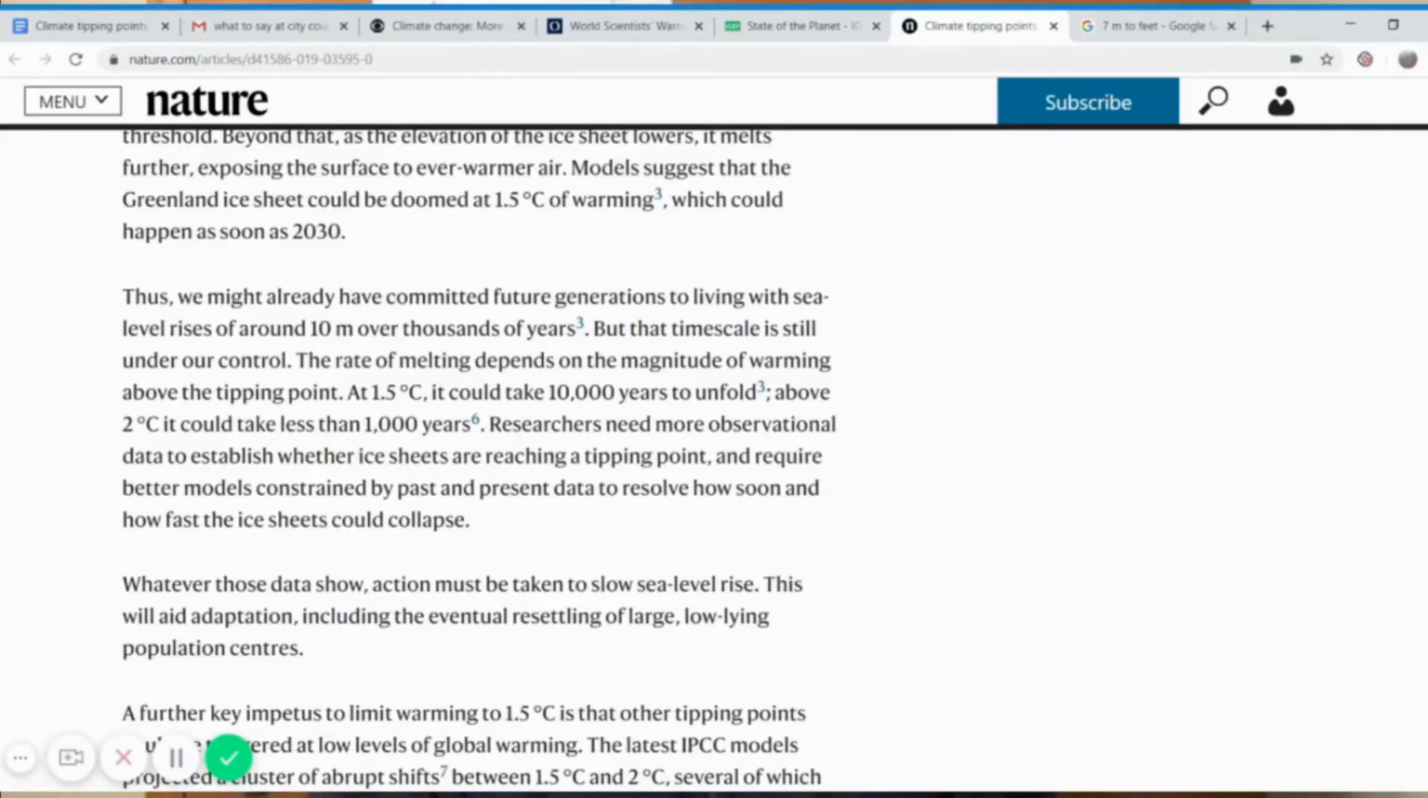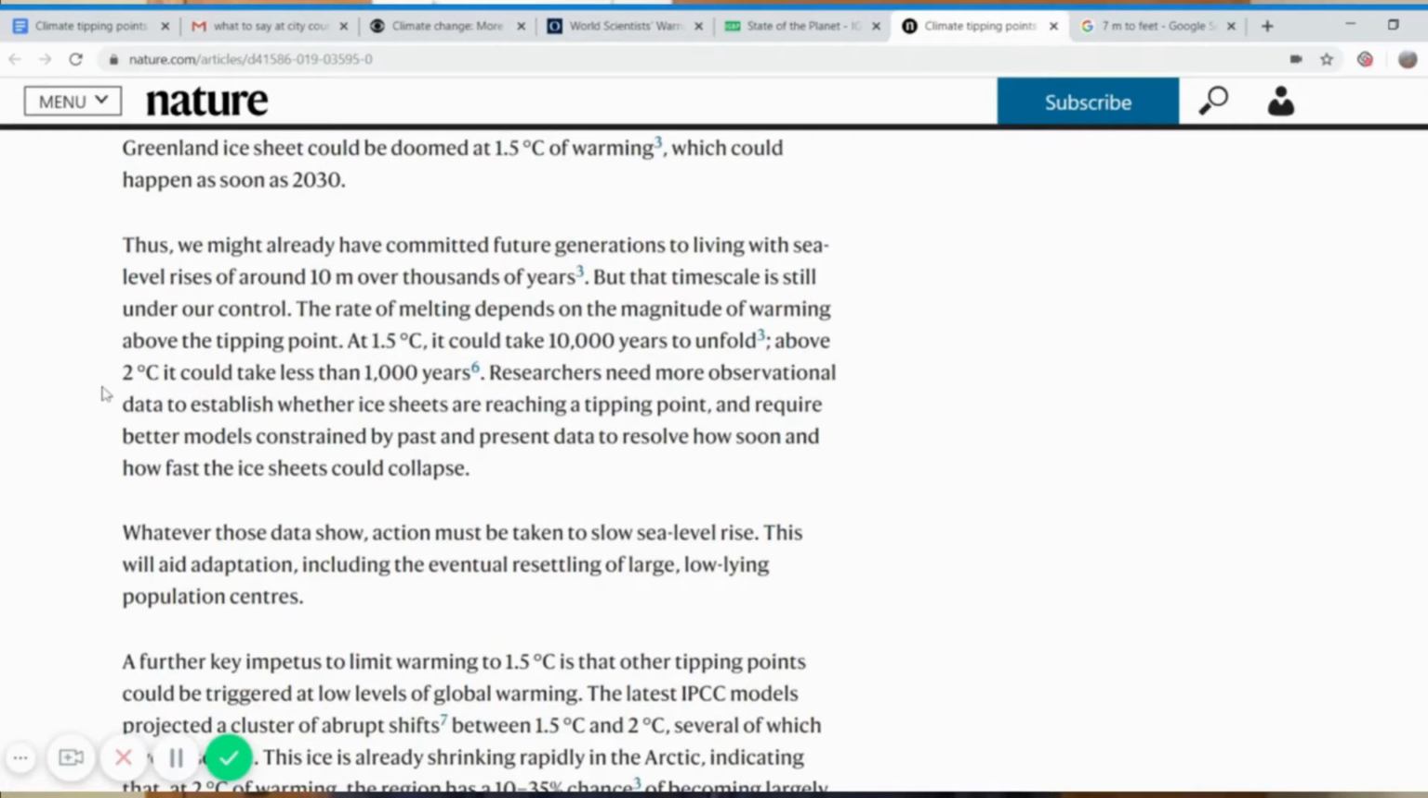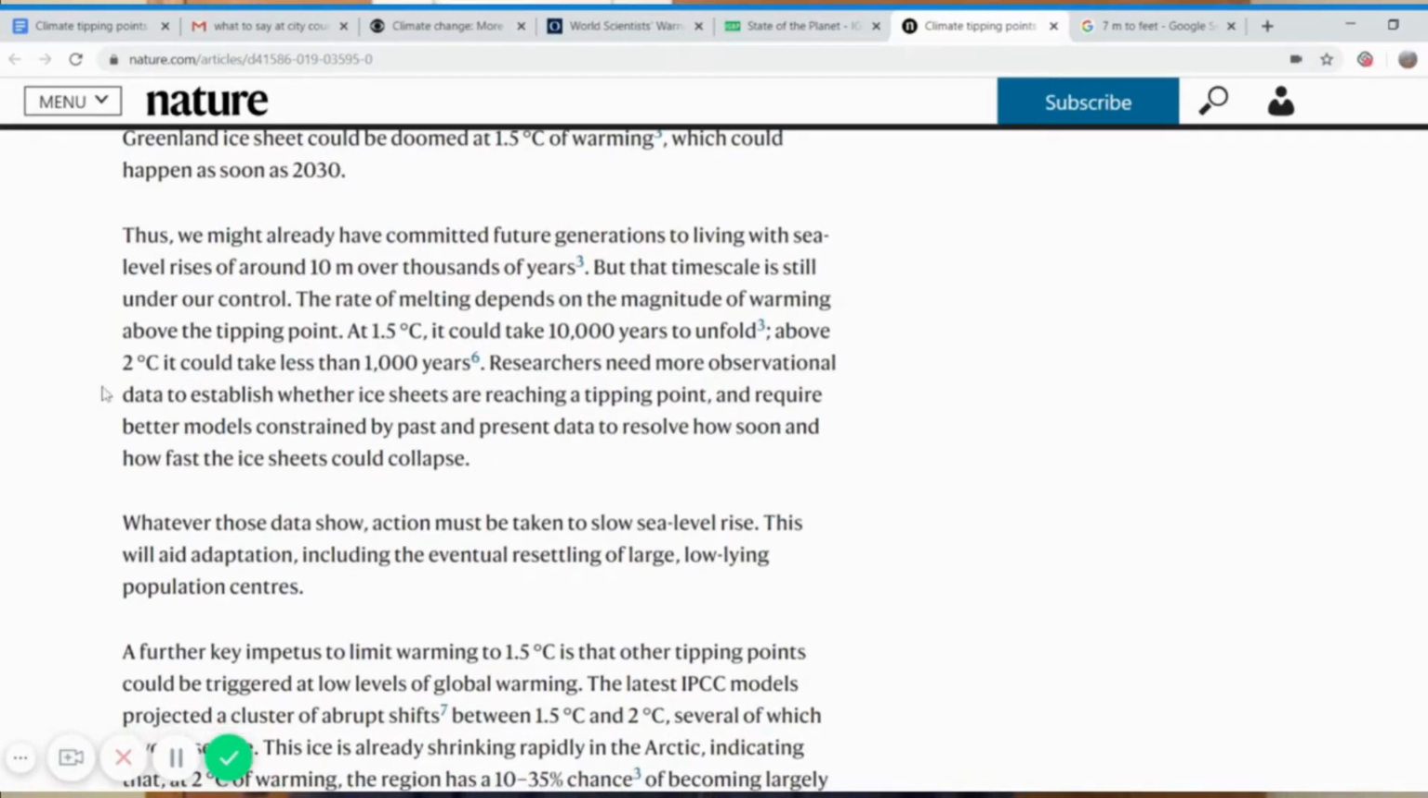The rate of melting depends on the magnitude of warming above the tipping point. At 1.5 degrees Celsius, it could take 10,000 years to unfold. Above 2 degrees Celsius, it could take less than 1,000 years. Our current goals have us on track for 3 degrees Celsius of warming, which means we could see dozens of feet of sea level rise in less than 1,000 years.